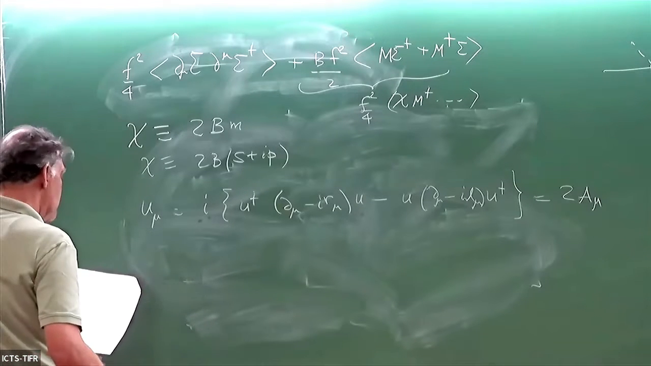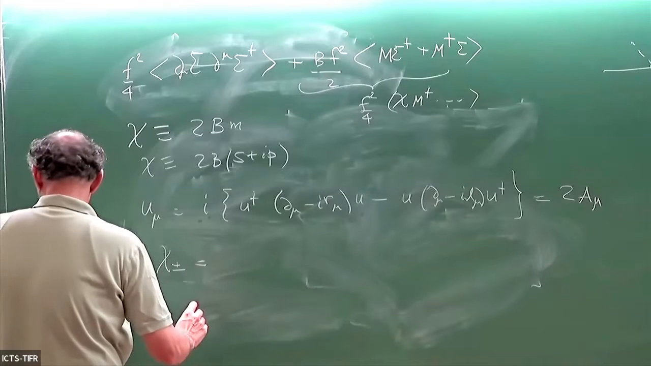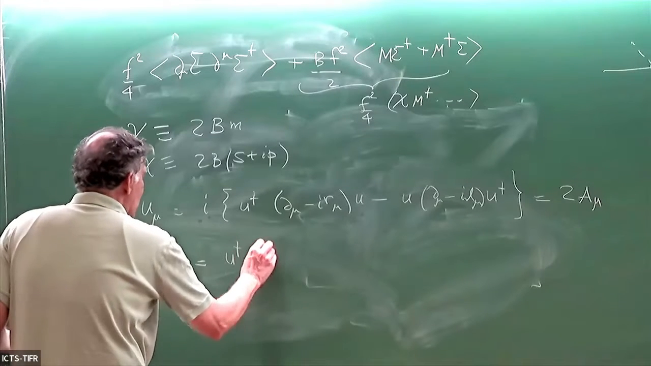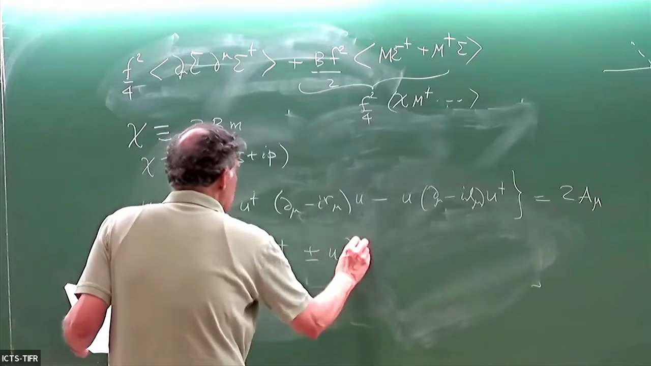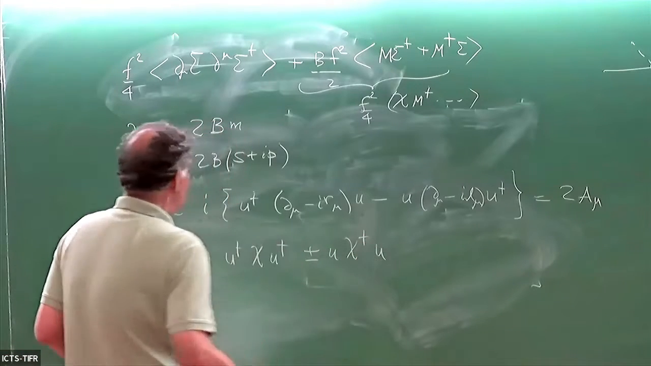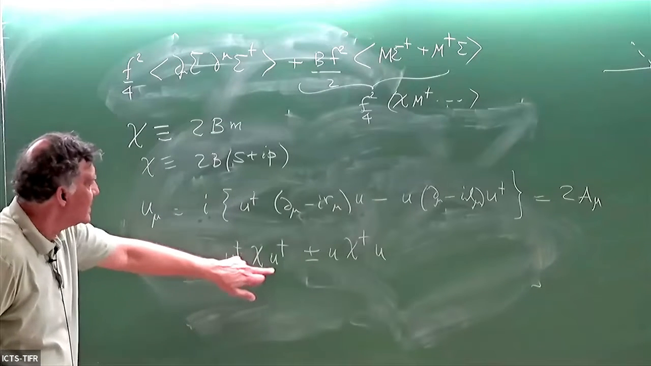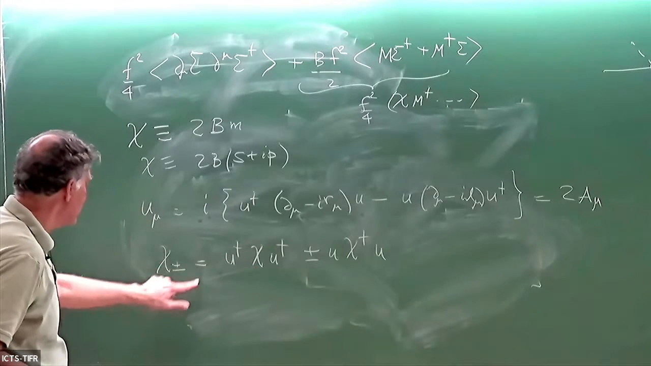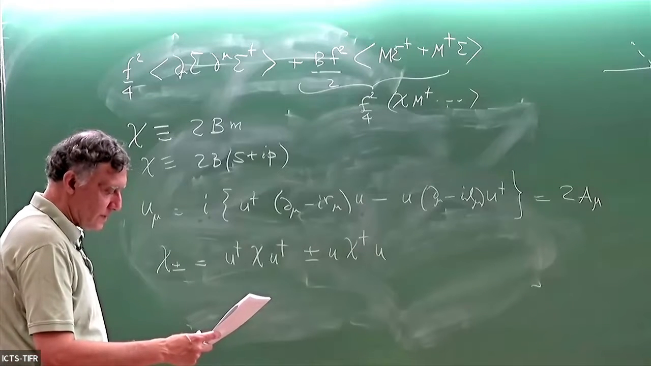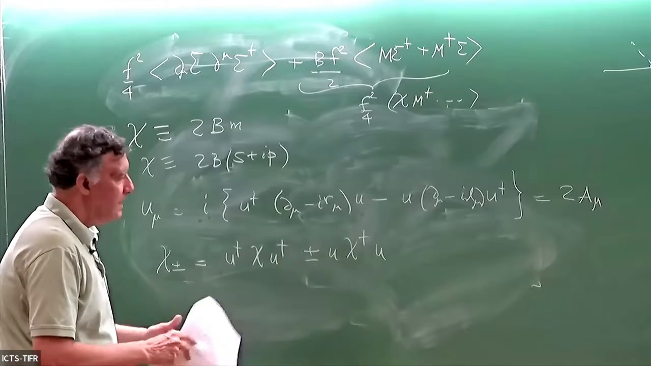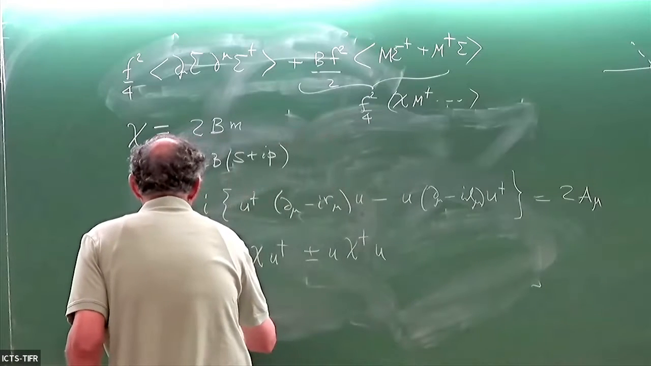And then people define χ±, which is u† χ u† ± u χ† u. So if you remember when we were doing the baryon masses, we got mξ†, mξ†, etc. So that's why you get this χ+ or χ−. And so these are like the building blocks. The u_μ's are Hermitian, the χ's are Hermitian, etc.